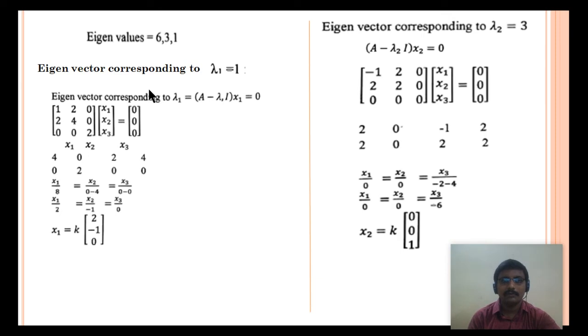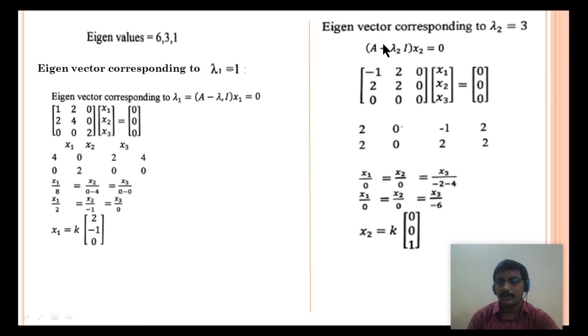For lambda 1 equal to 1, consider the equation A minus lambda 1 I of x1 equal to 0. What is x1 here? The eigenvector, that is, the matrix of x1, x2, x3. Equating these two matrices and solving any two equations using the cross multiplication method, we will have these three fractions like this, which are equated to k, an arbitrary constant. So x1 equals like this. In general, we can take k as 1. Eigenvector corresponding to lambda 2 equal to 3.